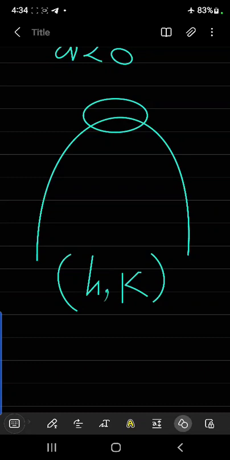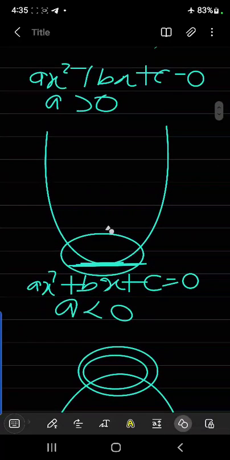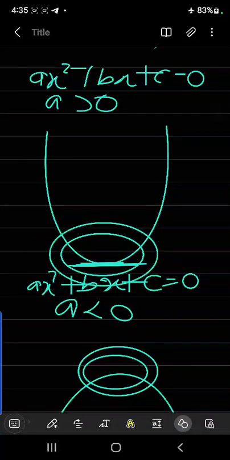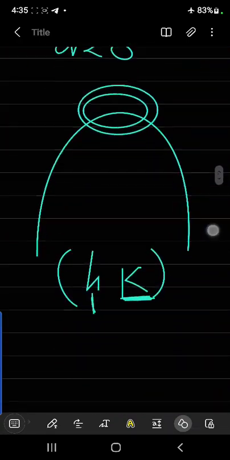And the beauty of this vertex is that it will not only tell you the turning point of the curve, it will give you the maximum or the minimum point of the curve, depending on the kind of curve it is. If your curve is inverted U-shaped, it will have a maximum point. If it is U-shaped, it will have a minimum point.